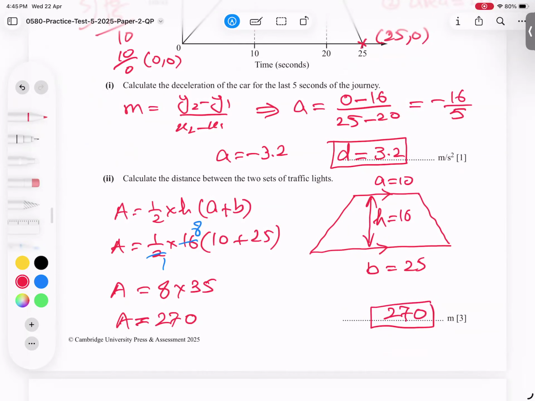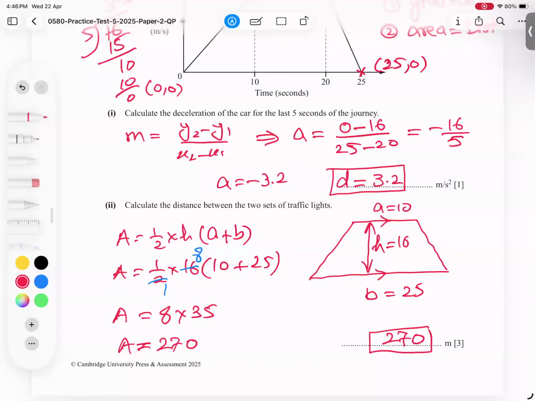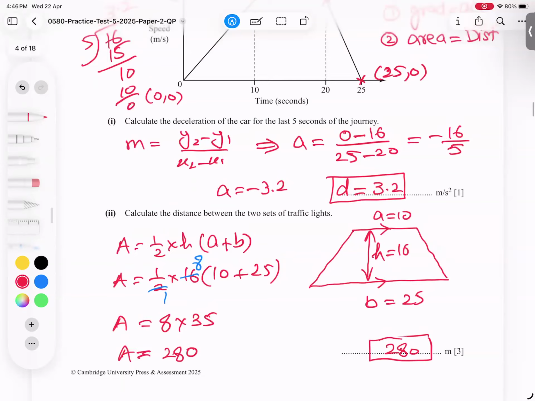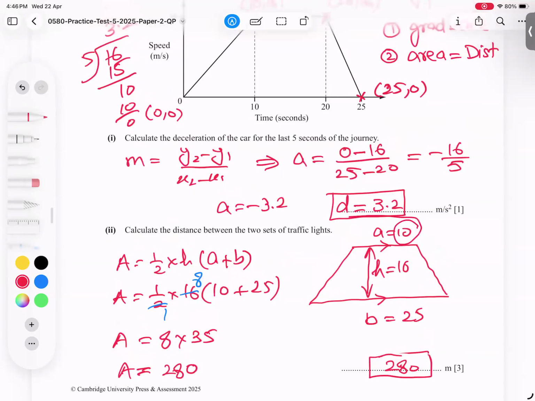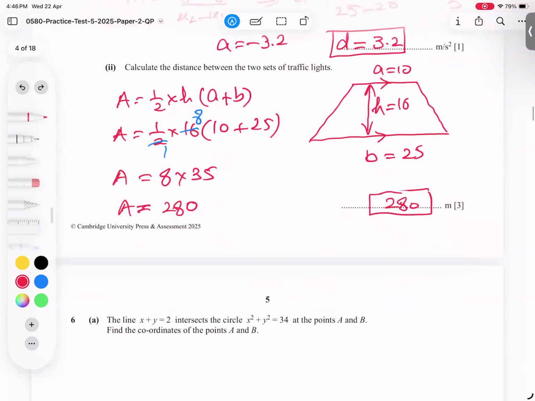So I hope the concept is clear, and we have done this question as well. Okay, students, the correction is not 270, it's 280. I just confirmed. Then we can go for the next. So 280. Okay, if you have done the triangle way, even then the answer becomes the same. So please make sure the values: A value is 10, B value is 25, and H value is 16. So now I'm going for the next question.